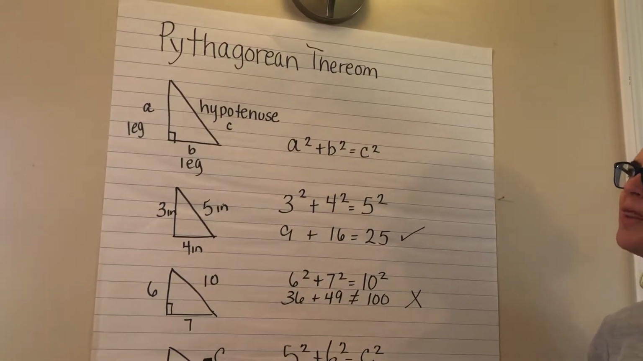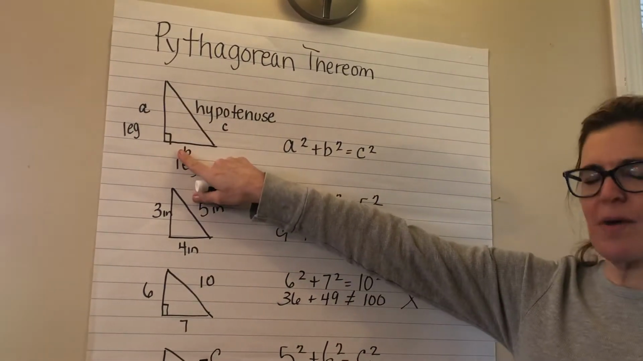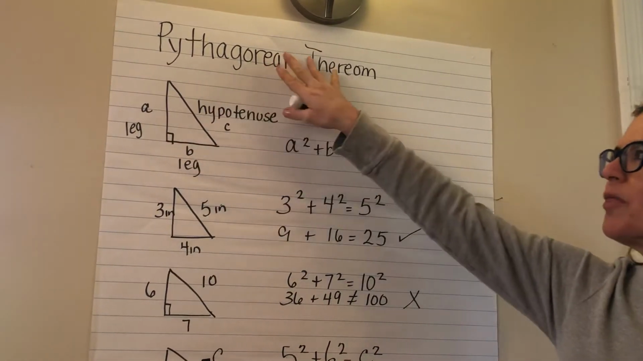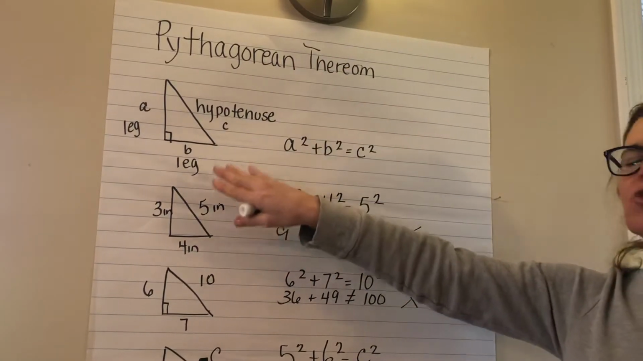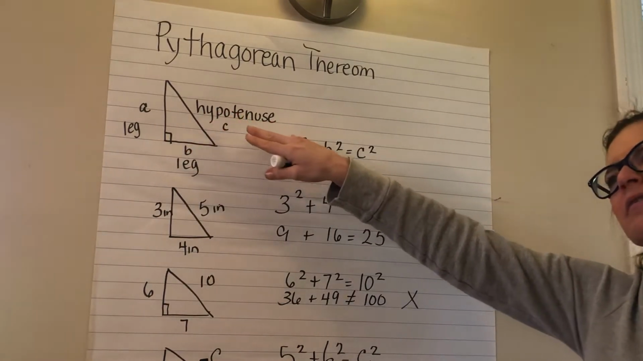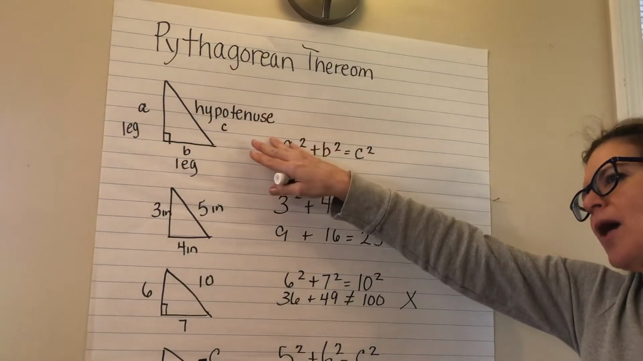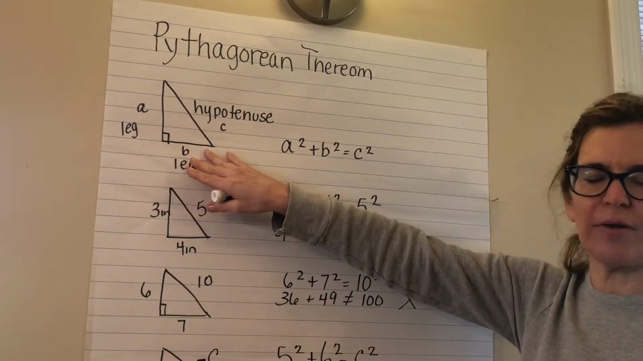So the Pythagorean theorem is used for right triangles, okay? What the Pythagorean theorem does is prove that a triangle is a right triangle. It also can tell you if it's an acute triangle or an obtuse triangle, but today we're just going to look at the right triangle.